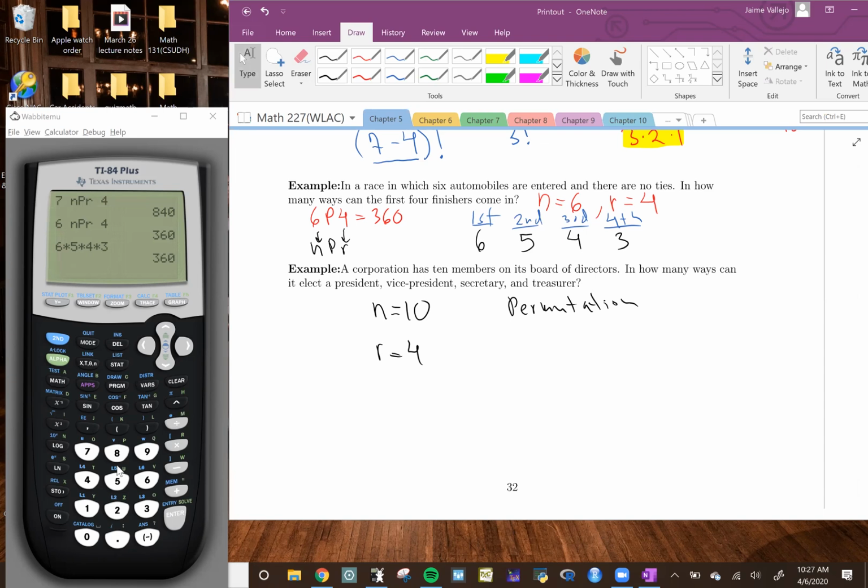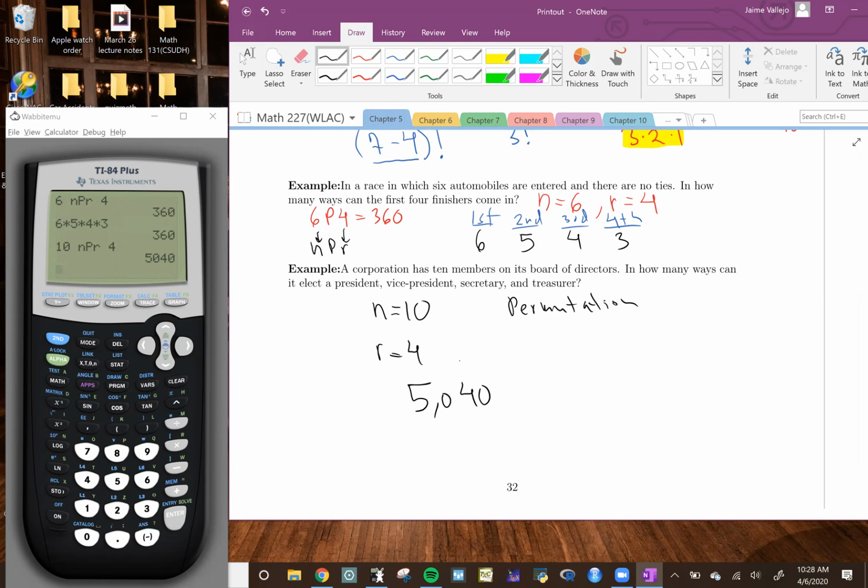All right, so let me go ahead and do that. First enter the 10, then go to math, go to PRB, go to nPr, and then just enter 4 and press enter. And you get 5,040. All right, and that's it for that one.